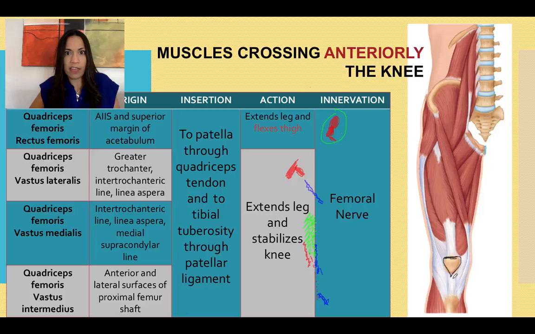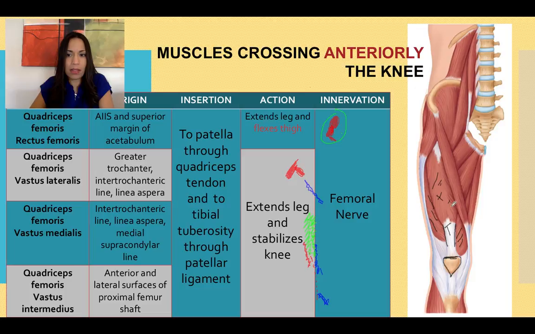So all of these fibers, this is the vastus lateralis, this is the vastus medialis, this is the rectus femoris, and deeper to that, we cannot see it, is the vastus intermedius. All of these fibers converge to form this tendon. This is a tendon because it is attaching a muscle to a bone.